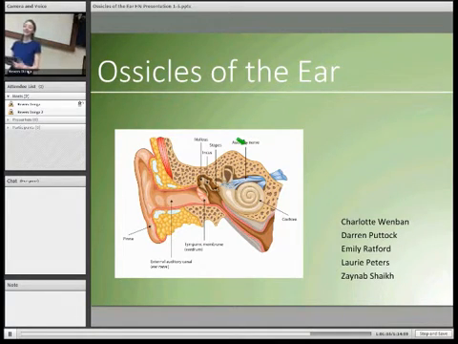Hi everybody, our topic is the ossicles of the ear. So we're going to talk you through the anatomy, their function, and then hopefully a few diseases that might be relevant as we come across them.